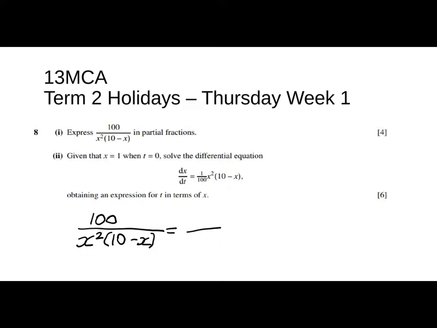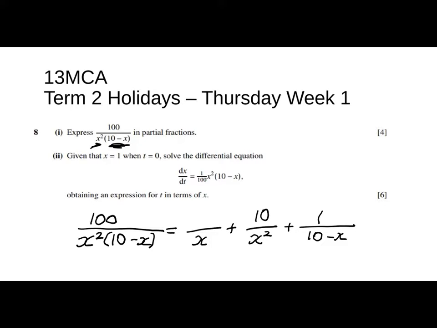So the tricky thing to remember is I want something over x plus something over x squared plus something over 10 minus x. Now I get 2 of those by substitution. Substituting x is 0 gives me one of them, one of b or c, and substituting x is 10 gives me the other one. So I end up with 10 here and 1 here.